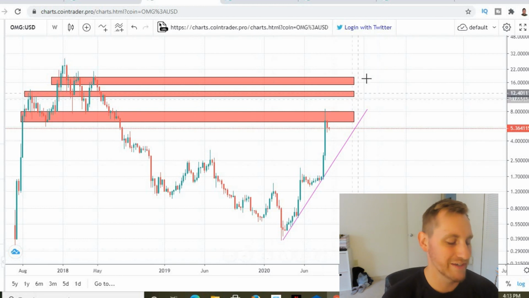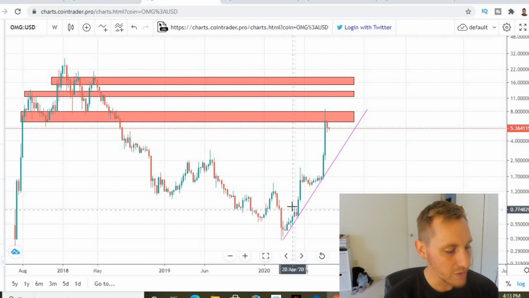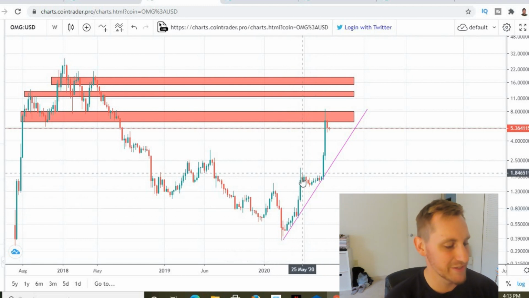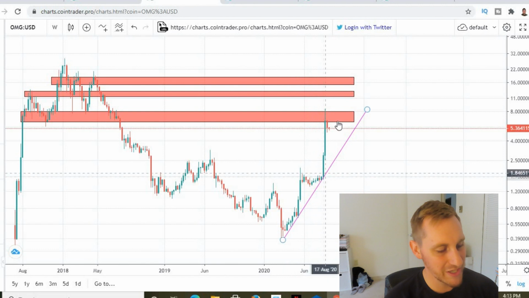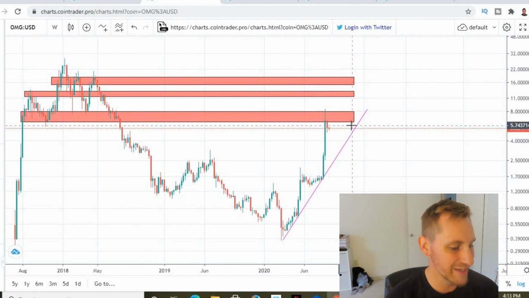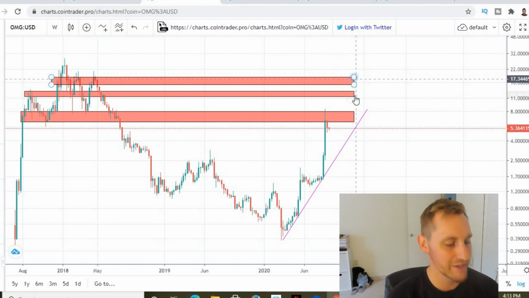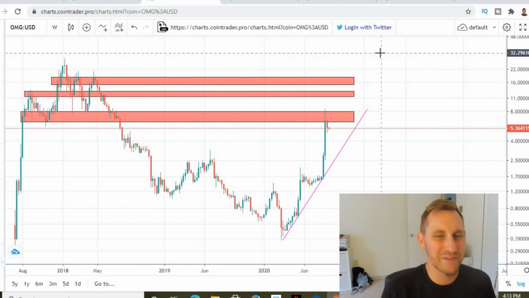I just drew a line here and noticed a pattern: when we have a red candle, we tend to come back down and touch this line. Same thing here, came back down, touched this line. So maybe we consolidate sideways for a while, maybe until the end of October, November, somewhere around there, and then we blast off right onto the next red box. But I don't think that's what's going to happen.